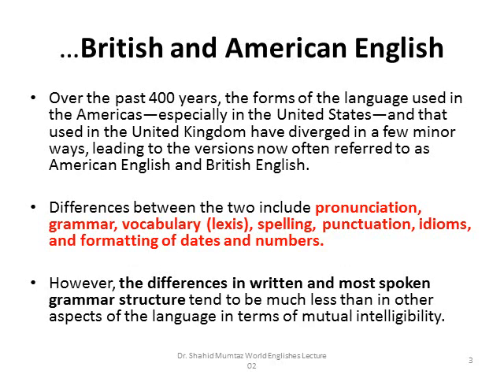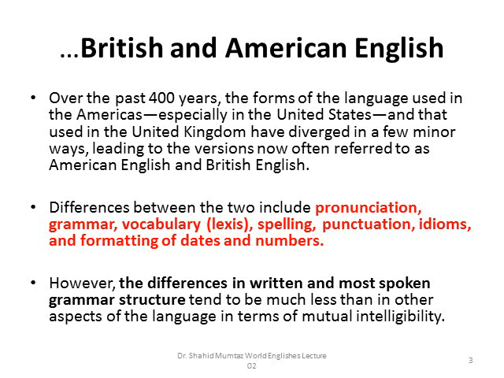Over the past 400 years, the forms of the language used in the Americas, especially in the United States, and that used in the United Kingdom, both of these dialects have diverged in a few minor ways, leading to the versions now often referred to as American English and British English. So this journey of 400 years has generated these two versions, which are now referred to as American English and British English.